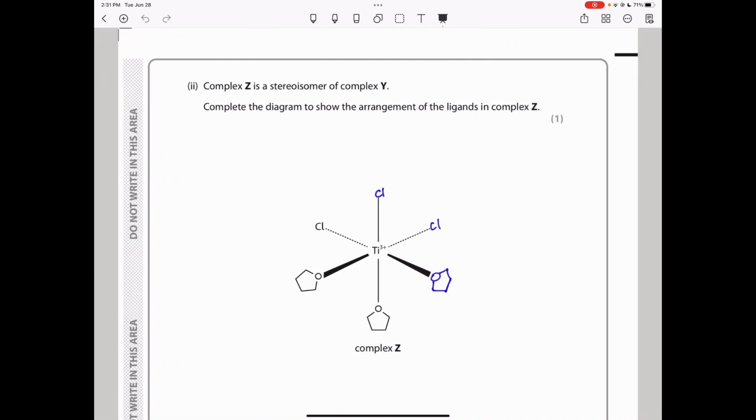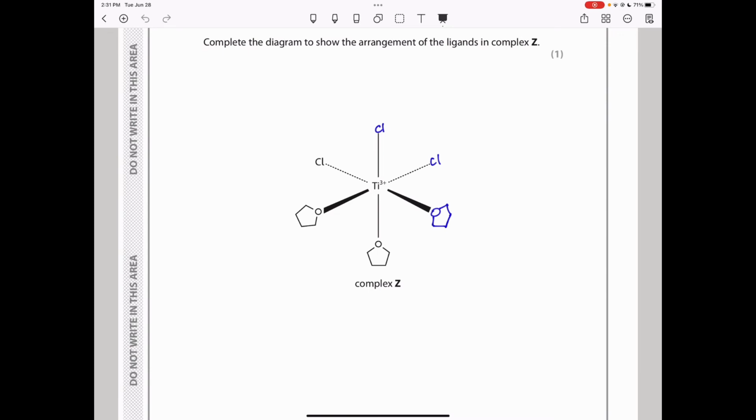Here they say complex Z is a stereoisomer of complex Y. So complete the diagram to show the arrangement of the ligands in complex Z. Because complex Z is a stereoisomer, it's basically arranging the ligands around the central metal ion in different ways, again in an octahedral shape.